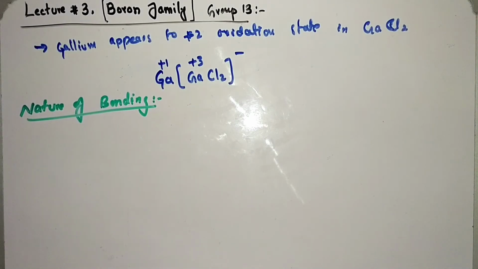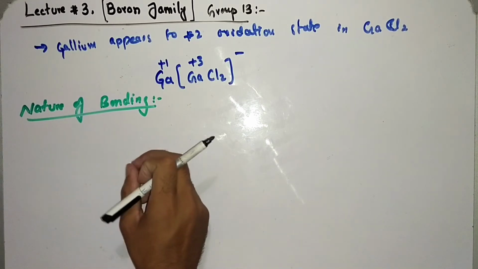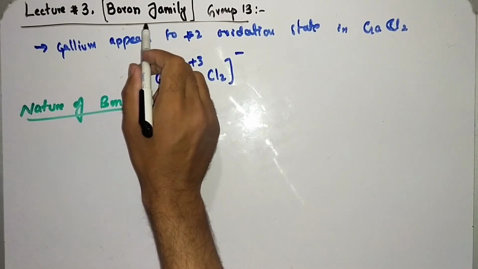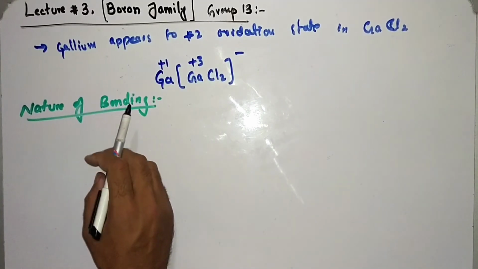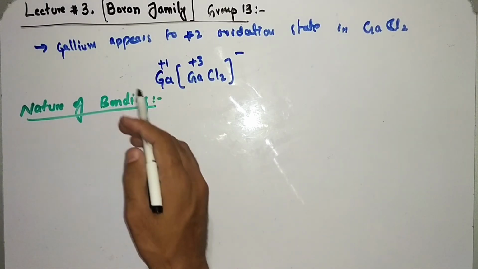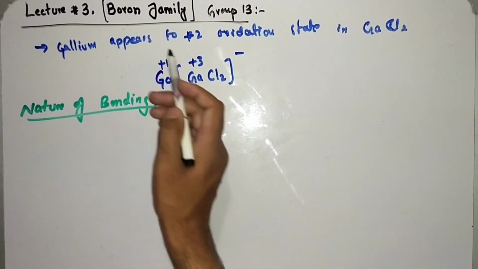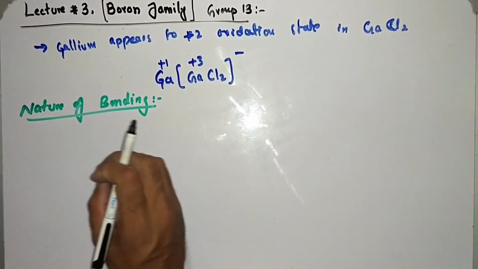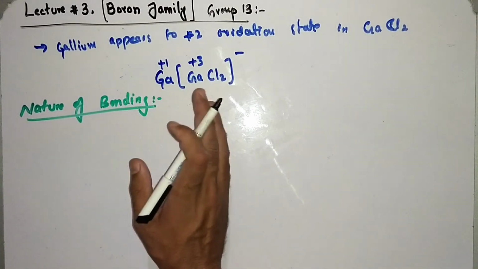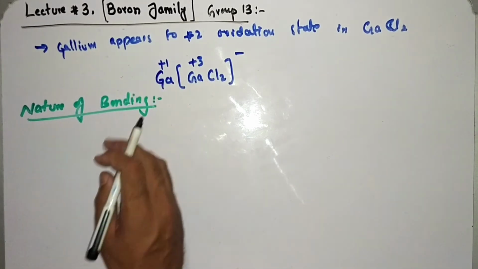So, the nature of bonding. Now I am just telling some points. The following points suggest that bonding in the compounds of group 13, or the boron family, should be covalent. It means all the compounds of the boron family will be covalent in nature. The bond between the compounds of the boron family will be covalent in nature.